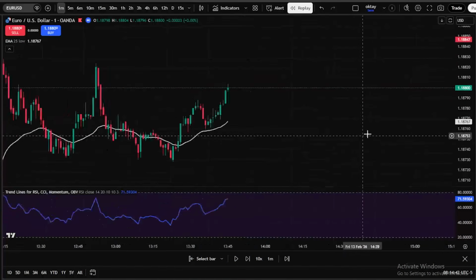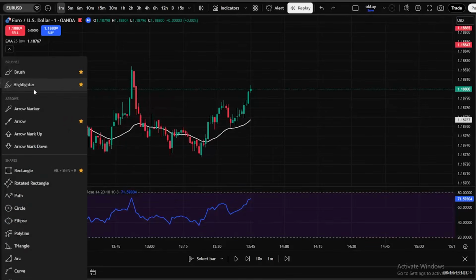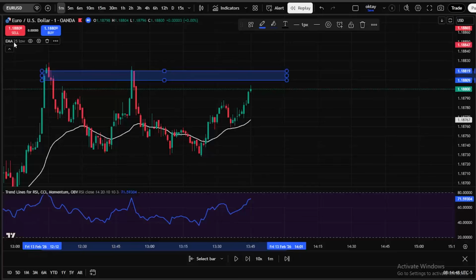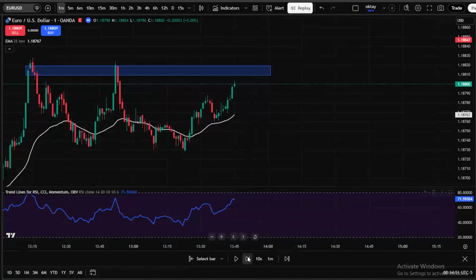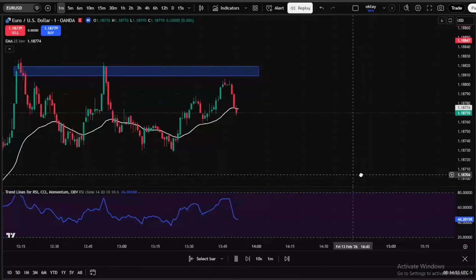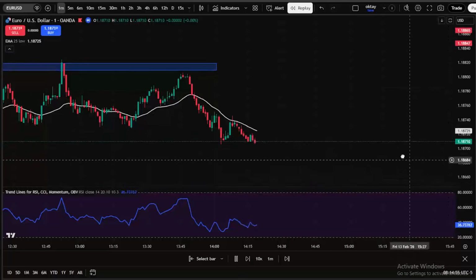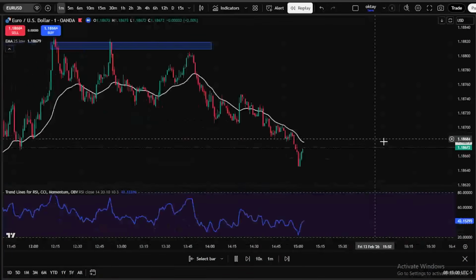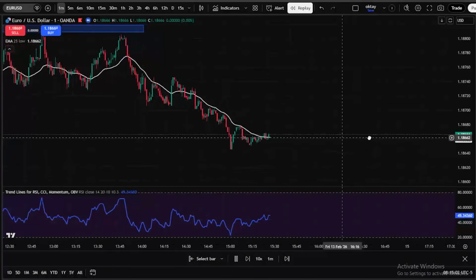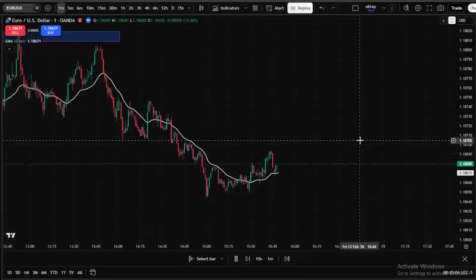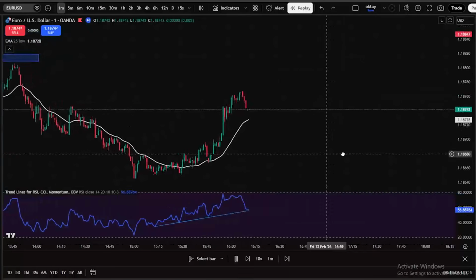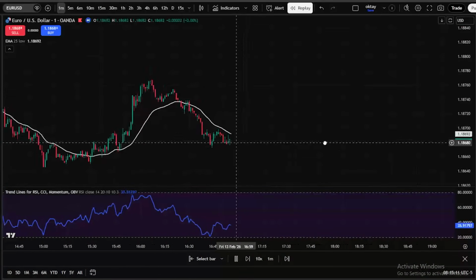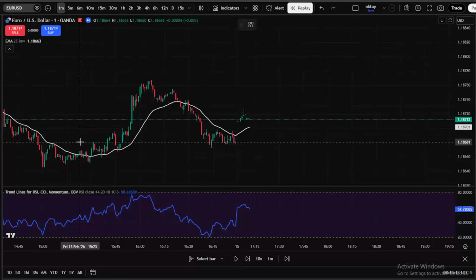So let's review it very briefly. First, we determine the market direction with EMA 25. Above it, only buy. Below it, only sell. Then, with the trend lines for RSI, CCI, momentum, OBV indicator, we look for simultaneous breakouts on at least 2 indicators. Then we wait for a confirmation candle to close. Stop behind the recent swing, a reasonable target with an appropriate risk-reward ratio.